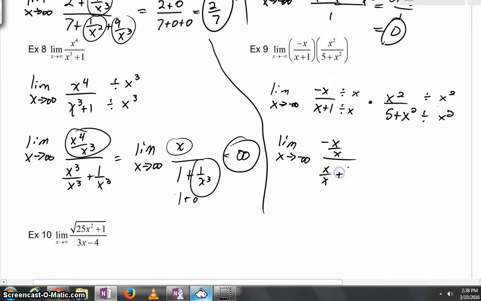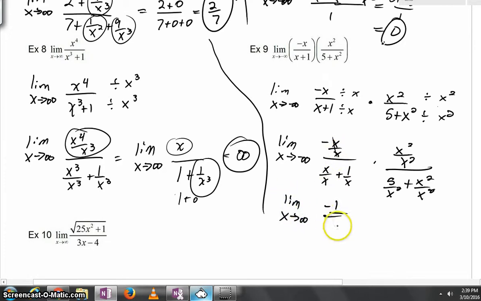x over x, of course, is going to be going towards a 1. x squared over x squared is going to be going to a 1 also. So this is getting interesting. Just want to show you this amazing situation where you could get a 1 up on top here, technically a negative 1. And down below, you'd have your 1 plus 1 over x. Here you'd have a 1 all over 5 over x squared. x squared over x squared is just a 1.